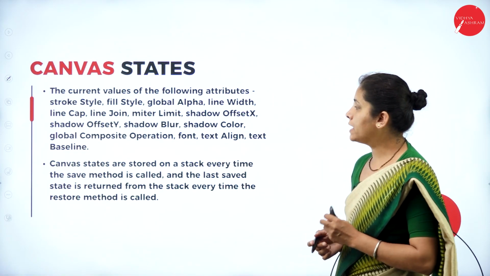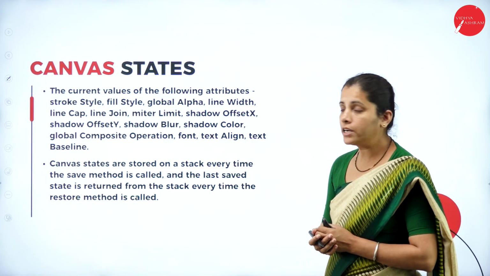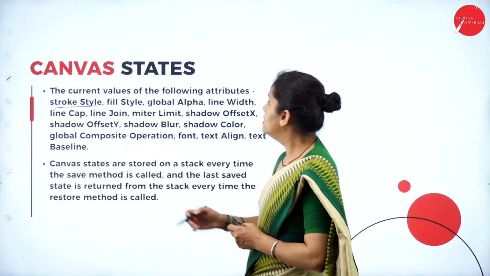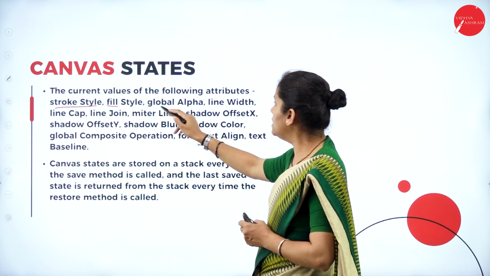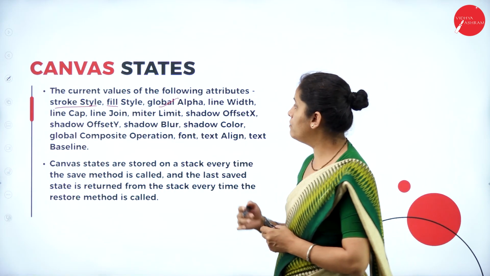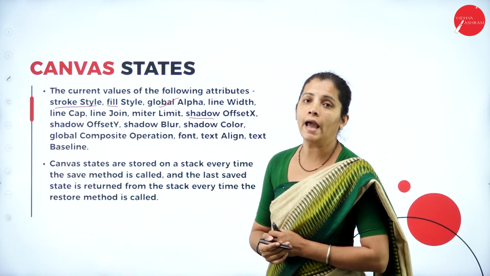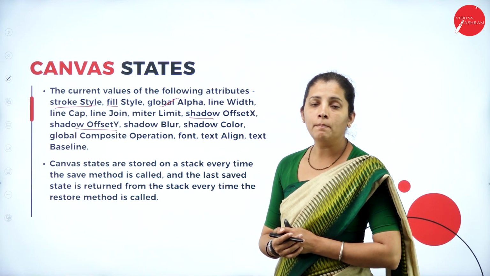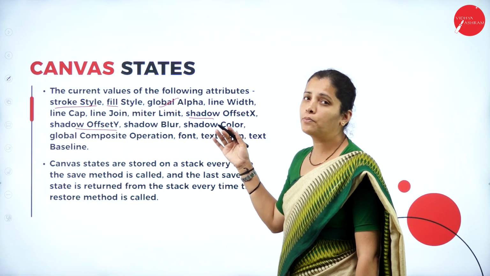Fine. Now, if I consider scale, I can have the attributes like, what are the attributes? Stroke style, then fill style, global alpha, line width, line cap, shadow offset X, shadow offset Y, shadow blur. So these are the properties, these are certain properties.